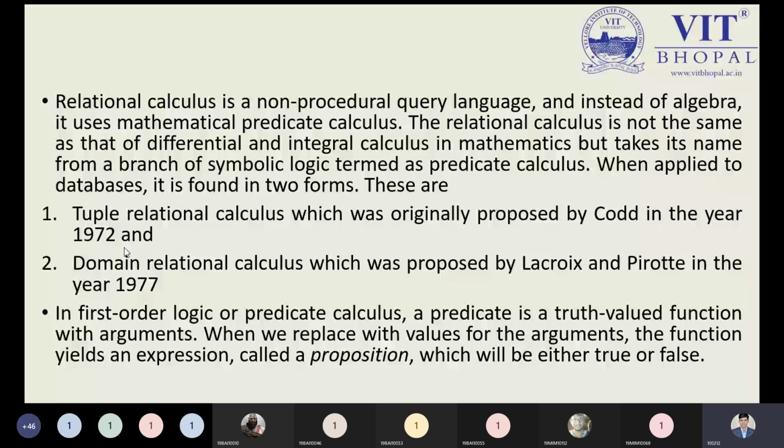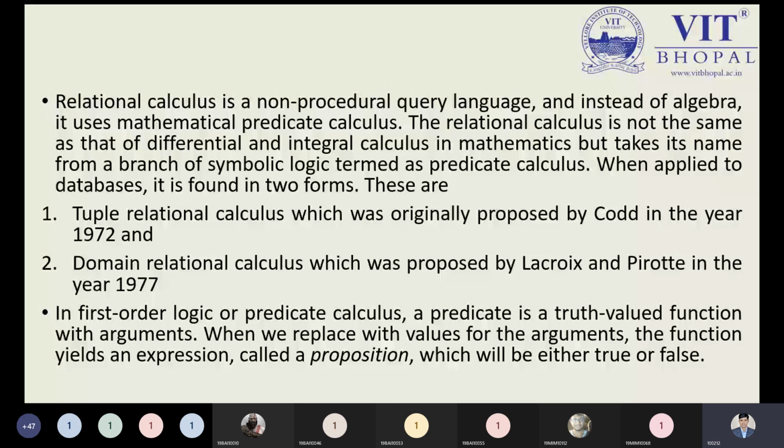No doubt, sir. So have you heard the term first order logic or predicate calculus, where we have a truth value function with some arguments, and the function passes an expression that is used by the proposition? So it could be true or false. If you remember something from numerical analysis, I hope you have studied this concept in the numerical analysis subject of mathematics. I hope so.